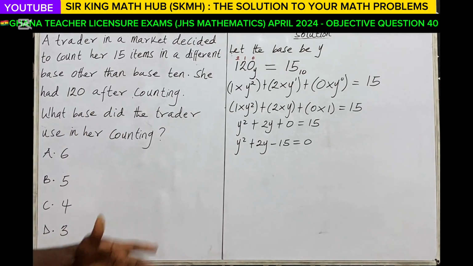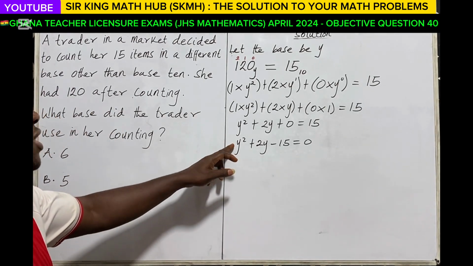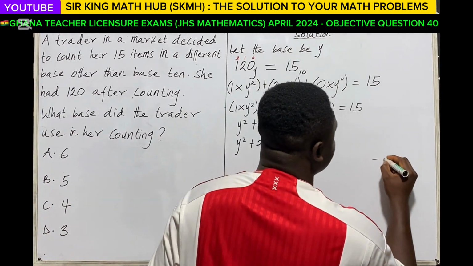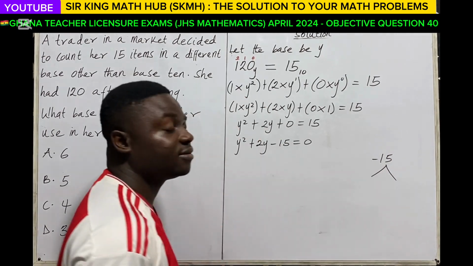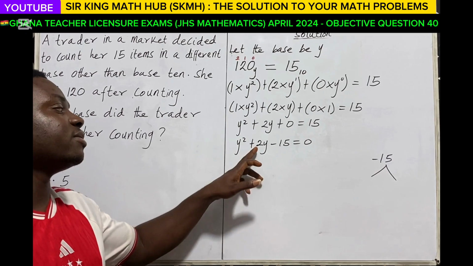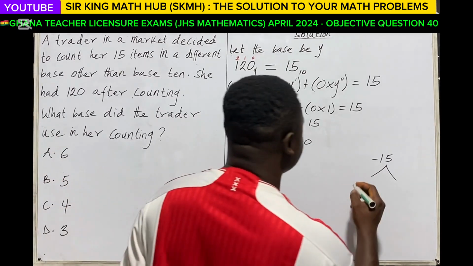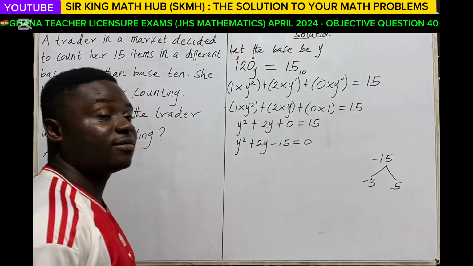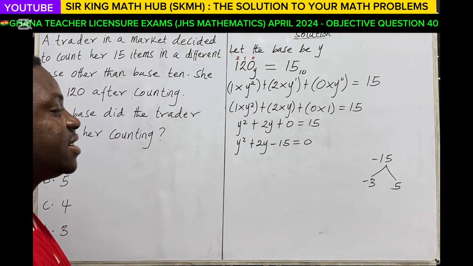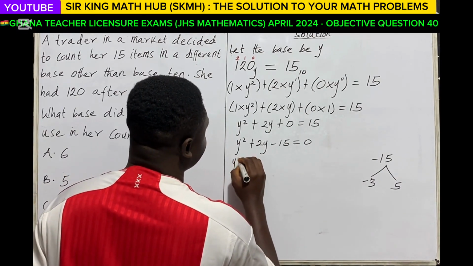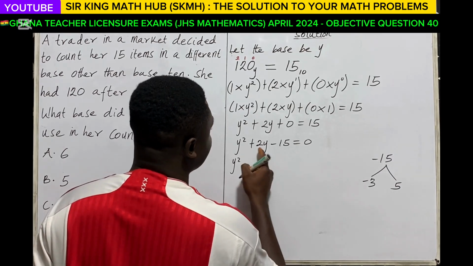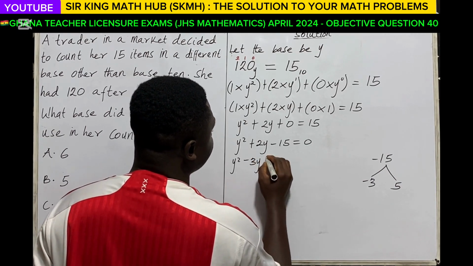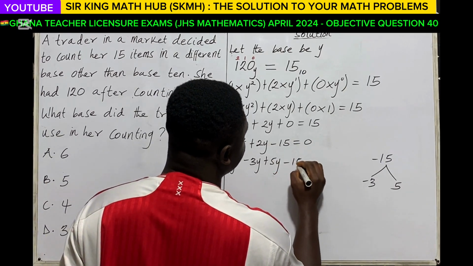So now let's solve for y. We have a quadratic equation. We know the coefficient of y squared is 1. The constant here is negative 15. 1 times negative 15, we have negative 15. So let's look for factors of negative 15 whose sum will give us positive 2. So that is negative 3, positive 5. Yes, negative 3, positive 5. These are the factors. So we have y squared, and we are going to split 2y into these two factors. So we have minus 3y plus 5y minus 15 is equal to 0.